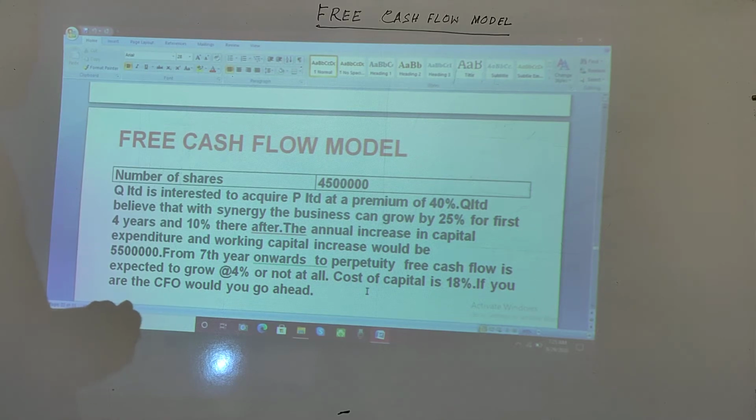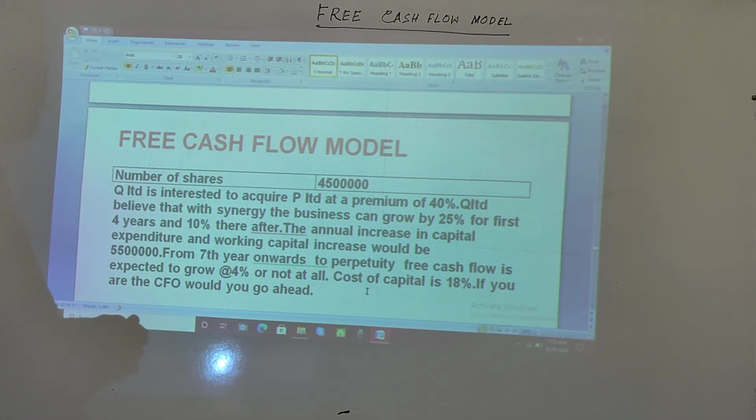Now the question is, Q Limited believes that with synergy the business can grow by 25% for the first 4 years, 10% thereafter. The annual increase in capital expenditure is 55 lakh. From the 7th year onward, perpetuity cash flow is expected to grow 4% or not at all. Cost of capital is 18%. So this is a 3-stage growth model.